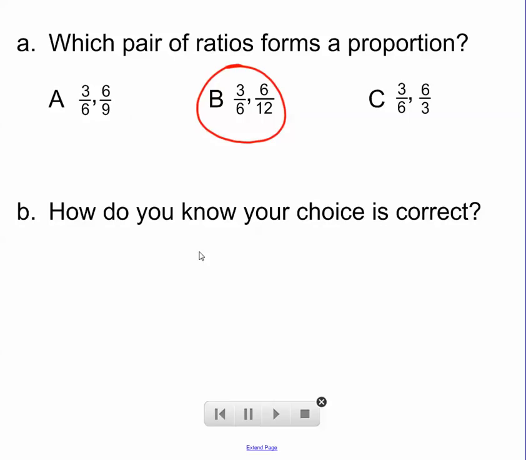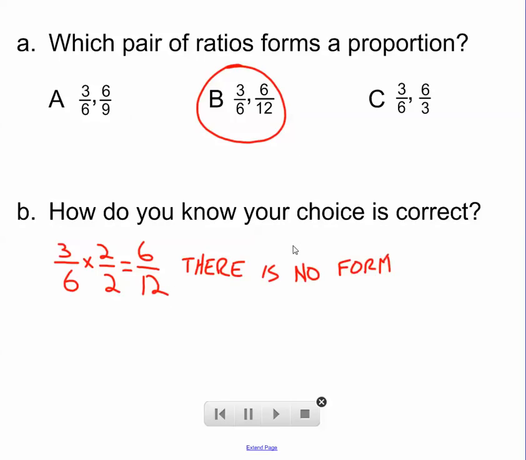Okay, and there's a couple ways that I know I'm correct. One way is because 3/6 times 2 over 2 is 6/12. So 3/6 times 1 equals 6/12. And furthermore, the other ones are not proportions because there's no form of 1, like 2 over 2 is a form of 1, that 3 over 6 can be multiplied by to get 6/9 or to get 6/3.